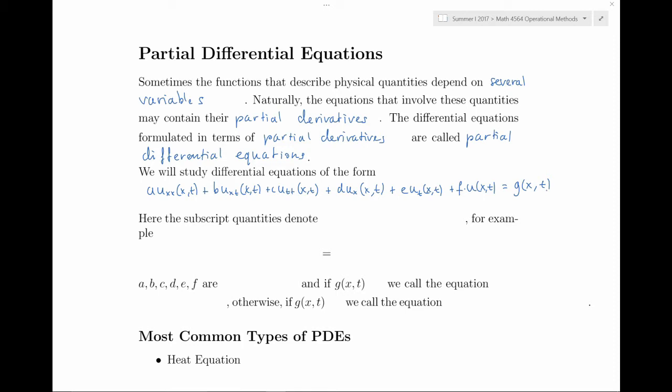The subscripts underneath the function indicate the derivatives taken. So for example, u subscript tt means take two derivatives of u with respect to t. And we're talking about partial derivatives here. We're only going to talk about equations where a, b, c, d, e, and f are constants. They do not depend on x, t, or u. And if g of t is 0, we call the equation homogeneous. Otherwise, if g of t is non-zero, we call the equation non-homogeneous.